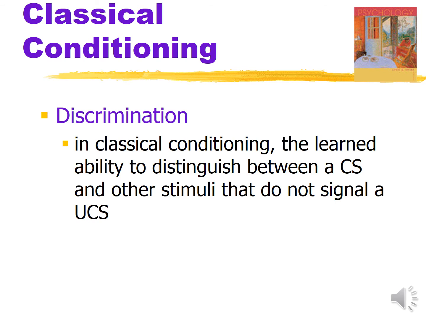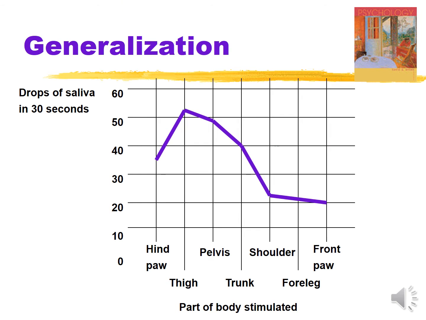Discrimination involves being able to tell the difference between two similar stimuli so that the response doesn't happen. For example, a dog that has been classically conditioned to salivate at the sound of a bell might only salivate to the sound of a certain tone, a certain pitch, and not salivate to another tone or pitch of a given bell. Here's a graph showing that situation with generalization.